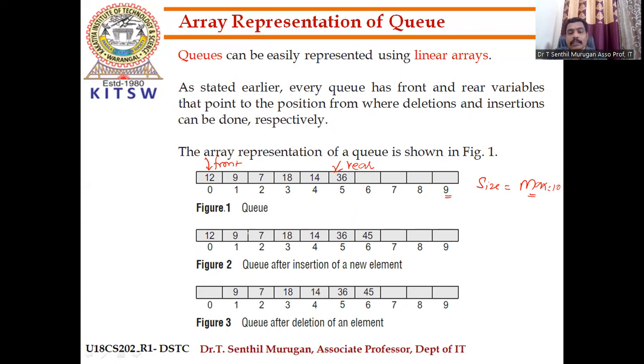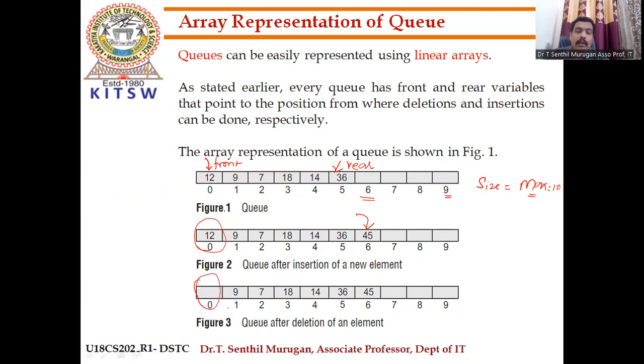If we want to insert any element, where do we insert? We insert at the rear position, the next position after 36. If you want to insert 45, it should go in the sixth position. Why? Because we add values only at the rear position. After adding the value, we write rear plus equal to 1, or rear plus plus. If we want to remove an element, we remove it from the front position.